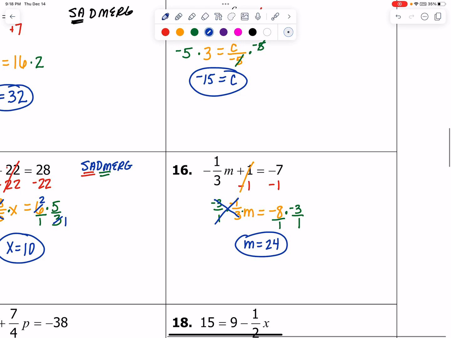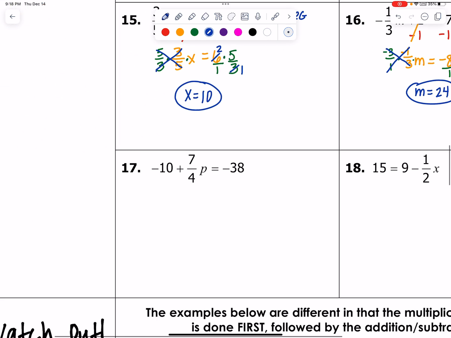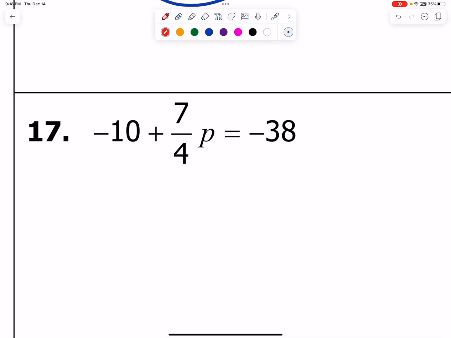All right, and let's go to number 17. We're getting lots of good practice here, so keep hanging in there. You're doing well. Let's look at this. This is another one of those sort of tricky ones, right? So if we're thinking SADMERG, any addition, subtraction first.